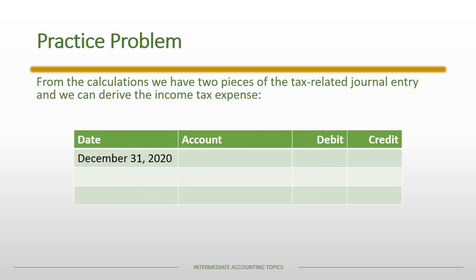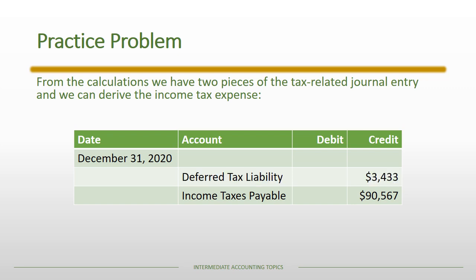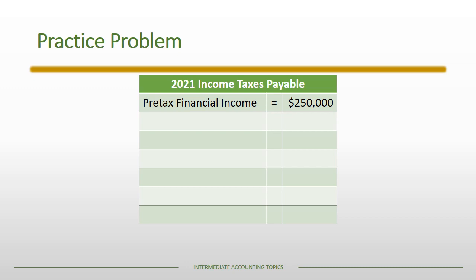Okay, so now we get to our journal entries for December 31st, 2020. We start with the income taxes payable that we calculated, $90,567. We also had the increase to the deferred tax liability, which would be a credit of $3,433. And from there we derive our income tax expense to be $94,000.